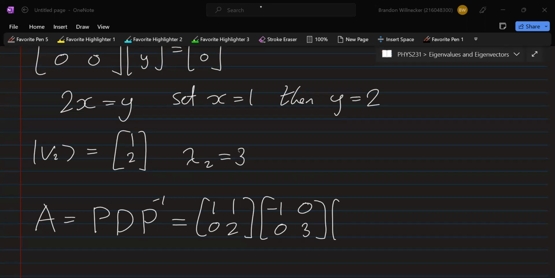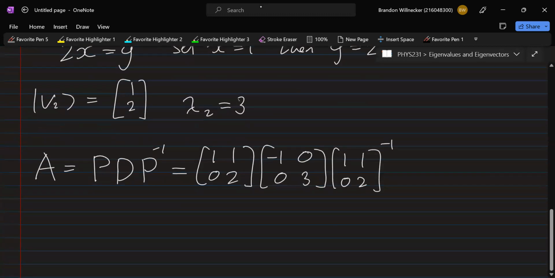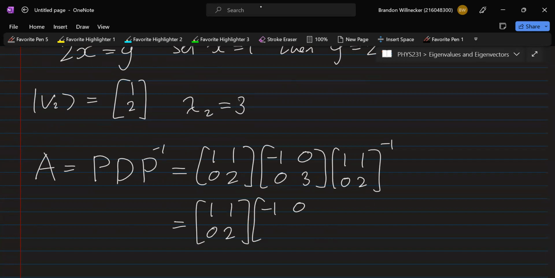And then [1, 1; 0, 2], so that's P, but we need to find the inverse. So this is going to be [1, 1; 0, 2] times [-1, 0; 0, 3]. And the inverse, we can calculate that pretty easily because it's 2 by 2. That's going to be [2, -1; 0, 1], and then divided by the determinant, but that's just going to be dividing by 2. So we can times by 1/2.